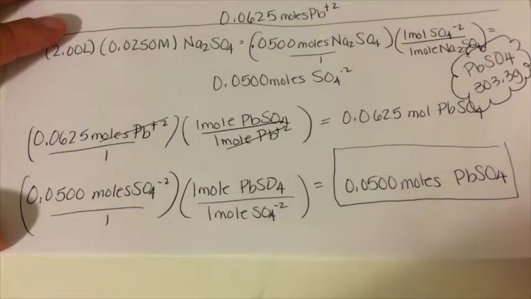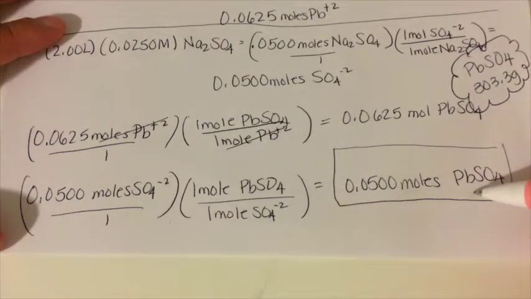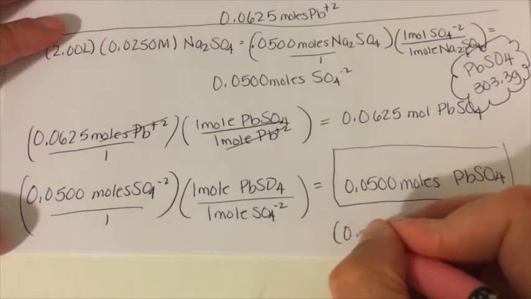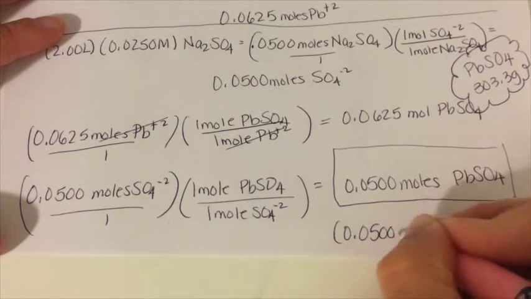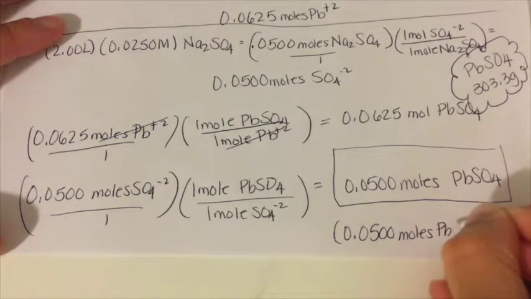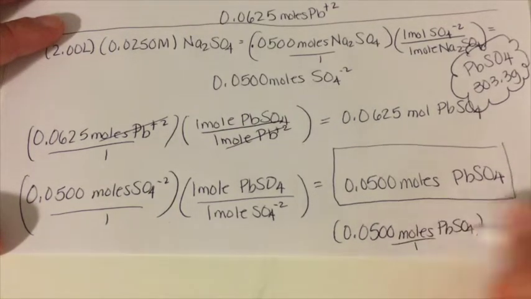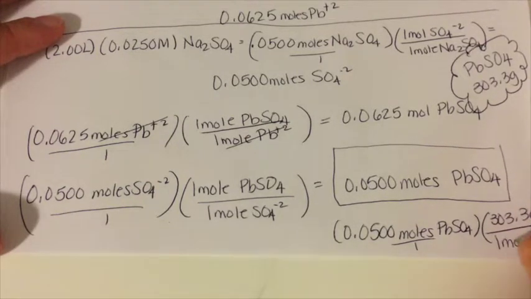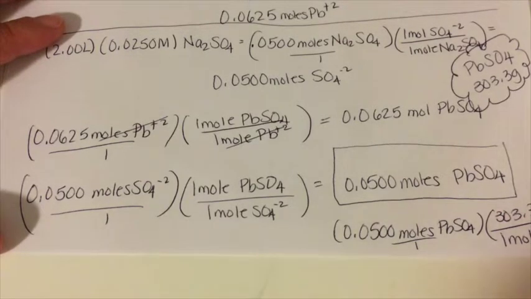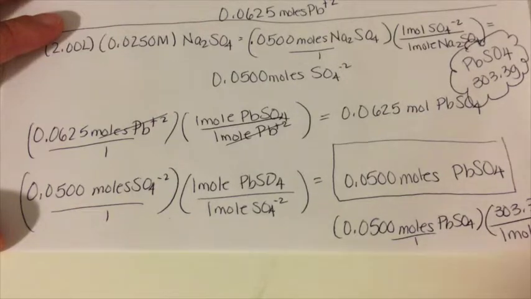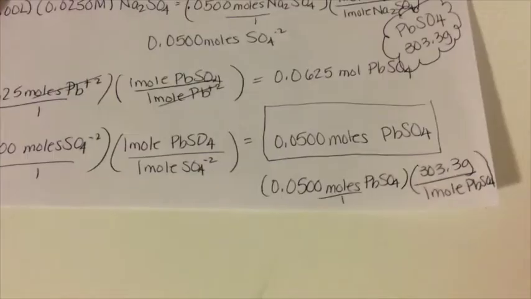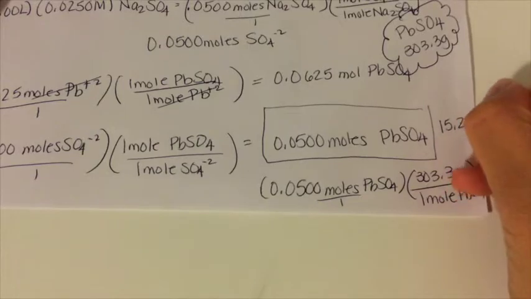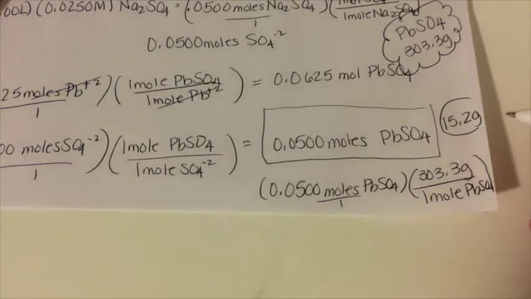And now if we take that number and we multiply it by the number of moles, 0.0500 moles over 1 times 303.3 grams for 1 mole of PbSO4, we wind up with a theoretical yield, our maximum mass of precipitate that can be formed, which was 15.2 grams of PbSO4.